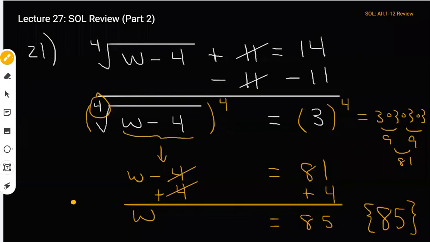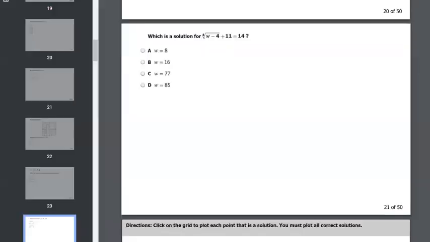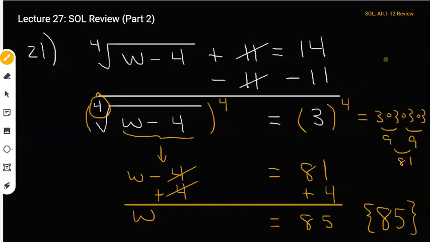But the trick is to get rid of the 11 first. That way, when you take both sides to the fourth power, you won't have to take 11 to the fourth power. It'll already be gone. That is D.